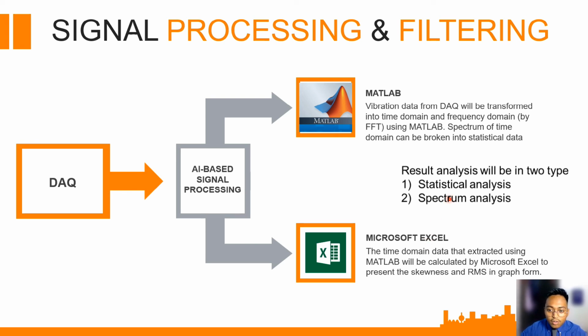Not only that, in MATLAB also, the spectrum of frequency domain can be studied. For example, the amplitude of the vibration and the pattern of the vibration can be studied and compared for normal and abnormal condition for all three nuts. For statistical analysis, what is the pattern of the graph for normal condition and abnormal condition?